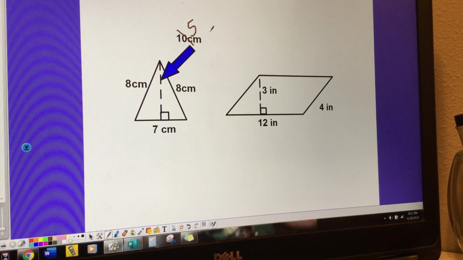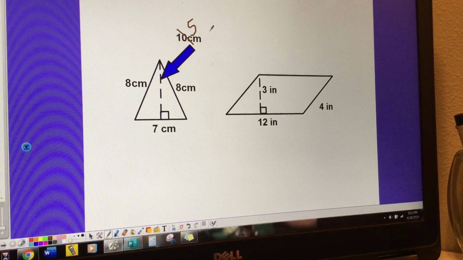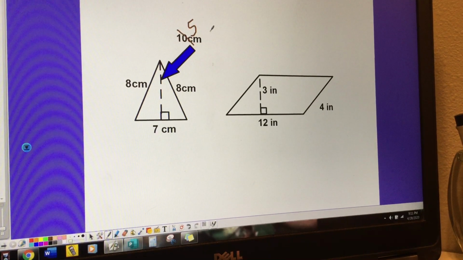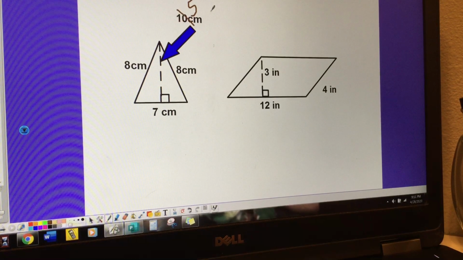Okay, so here, base 7 times half of the height, which is 5. 7 times 5, what do you get? You got it, 35. So you get the same answer. You just had a little different way of going about it.